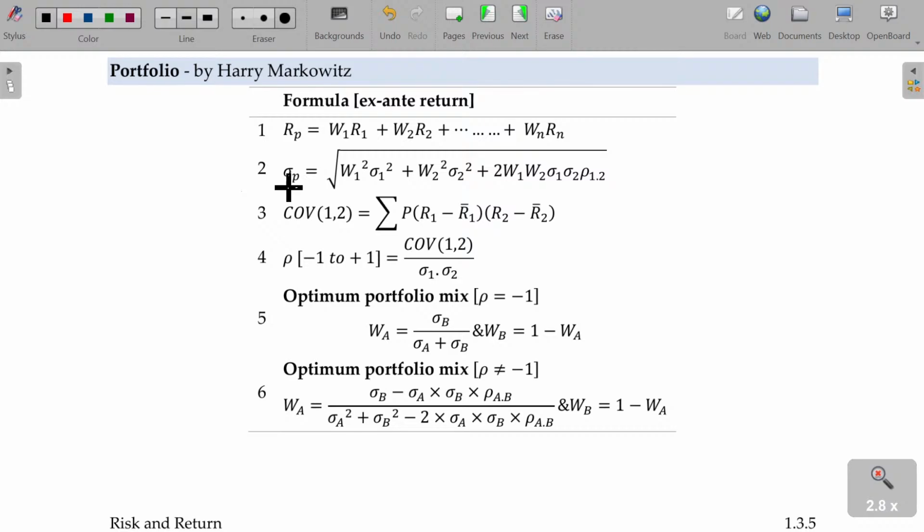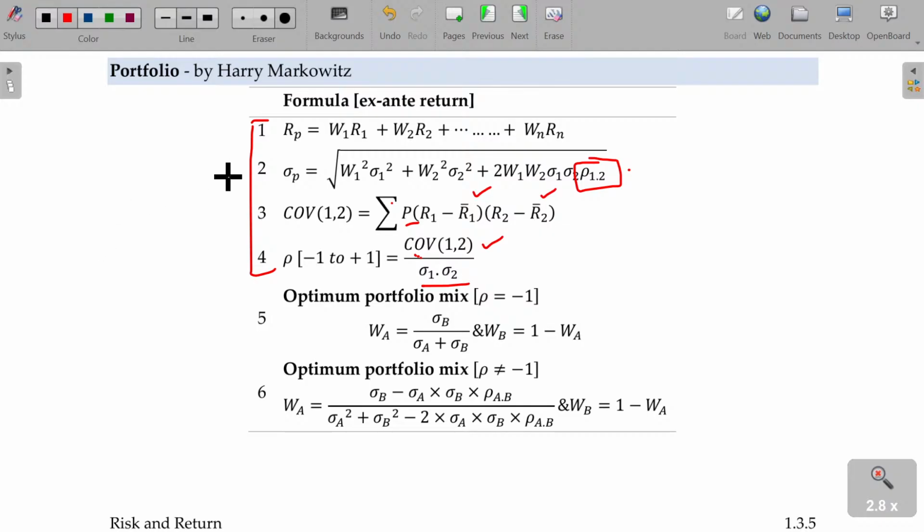Standard deviation of the portfolio is this one. You already studied it. And for the standard deviation, you need the correlation. For the correlation, the formula is covariance between investments 1 and 2, A and B, divided by standard deviation of 1 and 2. To calculate the covariance, the formula is x minus x bar for the first and x minus x bar for the second investment, multiplied with the probability, and take the summation. So, these are the four formulae you have to understand and memorize for the Harry Markowitz model.